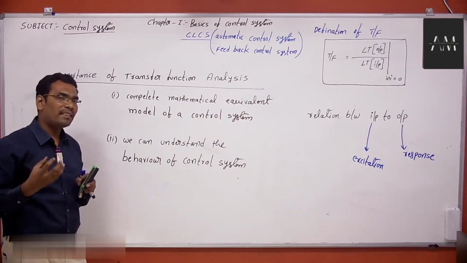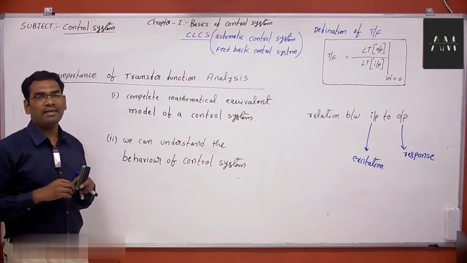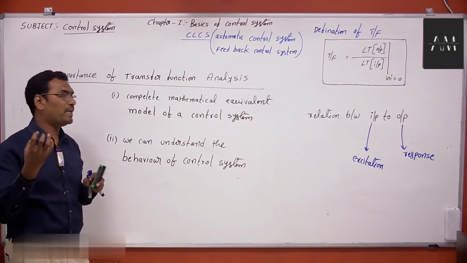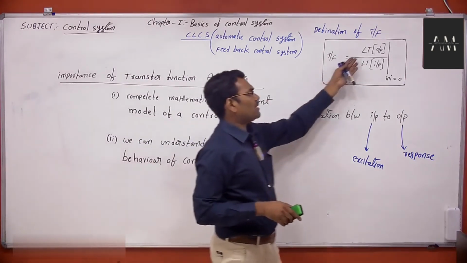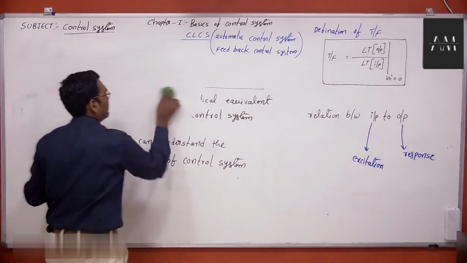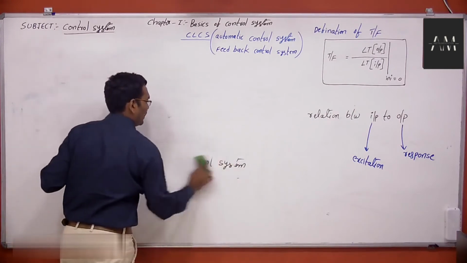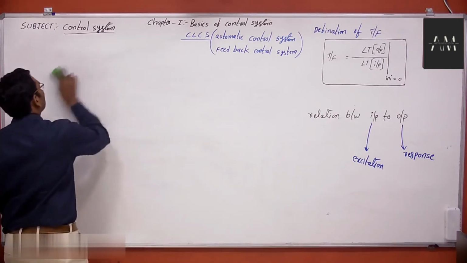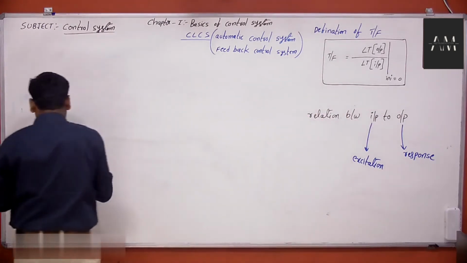Once you have a mathematical equivalent model of the open loop and closed loop control systems, you can easily find the transfer function and understand their behavior. Before that, this is Laplace transformation. We studied Laplace transformation a number of times in different subjects and in mathematics also, the same Laplace transformation here.